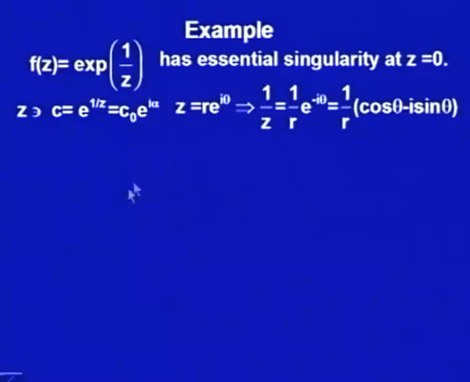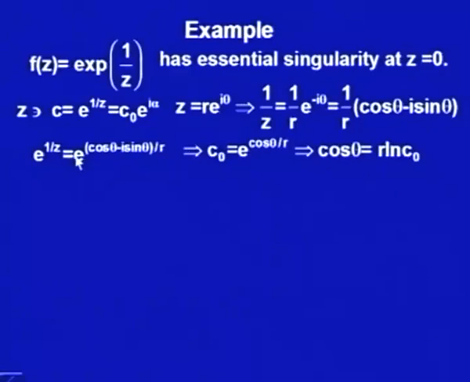So now let us come to e to the power 1 by z. I could write it as e to the power (cos theta minus i sin theta) upon r. Now break it into parts, because we want e to the power 1 by z to be the constant c, and this constant c I am writing as c naught e to the power i alpha. So I would try to find out what is the real part c naught and what is the e to the power i alpha. From here, if I rewrite it, I would get c naught as e to the power cos theta by r, into e to the power minus i sin theta by r.